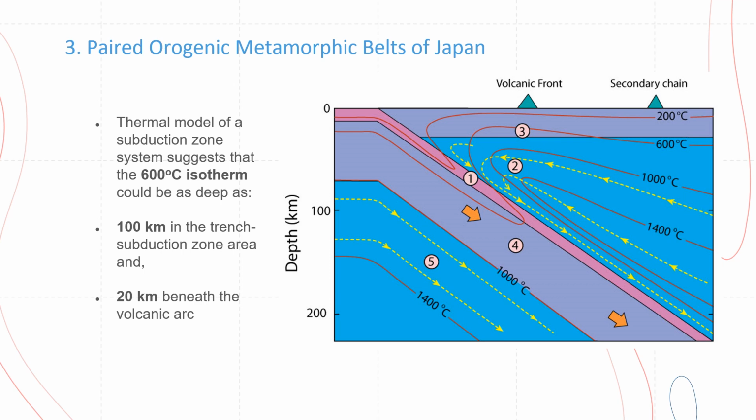So the thermal model of a subduction zone system suggests that the 600 degrees Celsius isotherm could be as deep as follows. So it could be as deep as 100 kilometers in the trench subduction zone and about 20 kilometers beneath the volcanic arc.